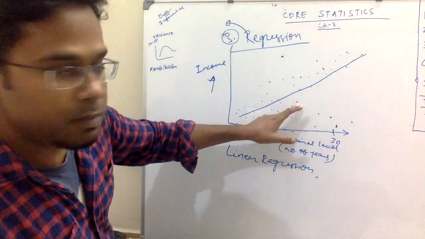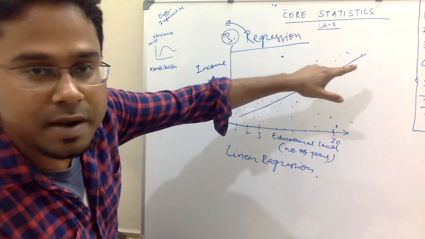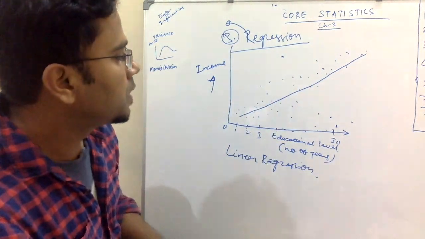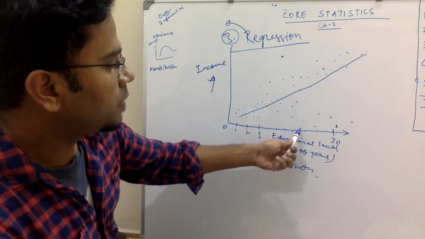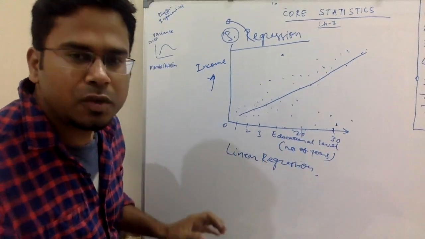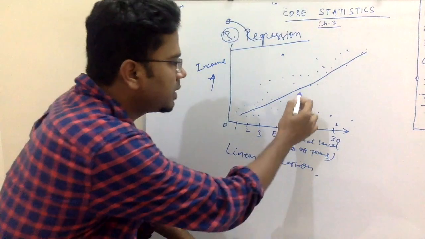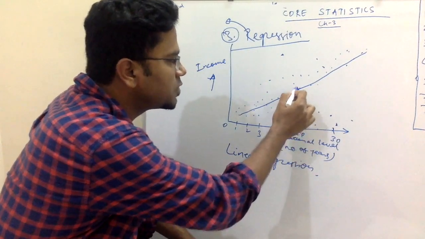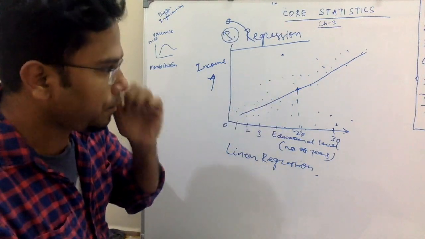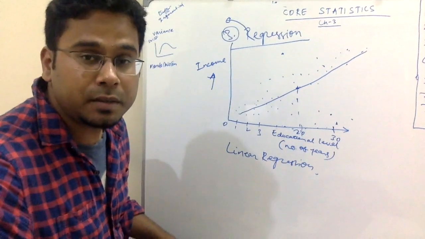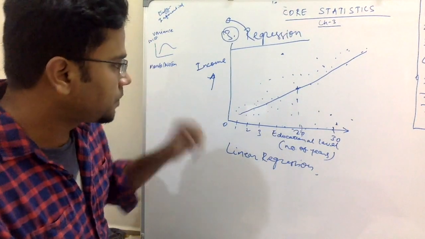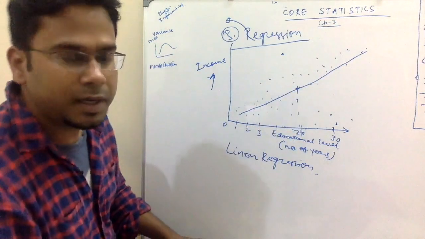Of course, many points will not fit into this, right? But it shows a general trend, right? So tomorrow, if you meet someone with 20 years of formal education, you can approximately say that his or her income level would be this much. Of course, there can be outliers, but you can say that with a good degree of accuracy. Okay, so this is what regression is. If it's a straight line, it will be linear regression.